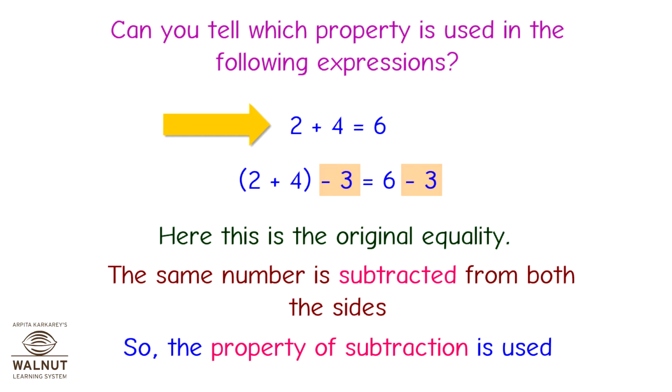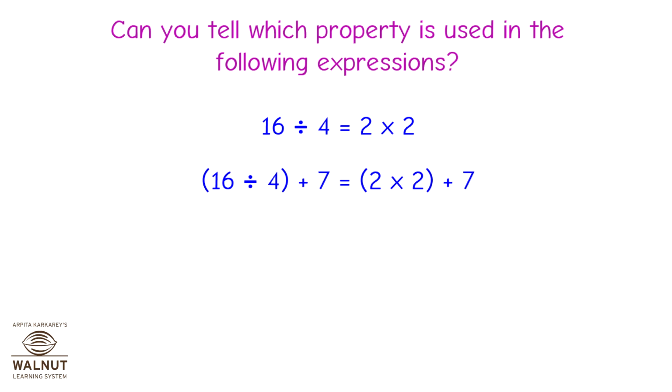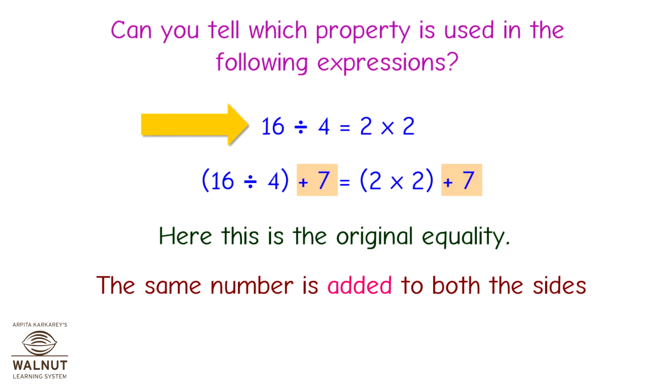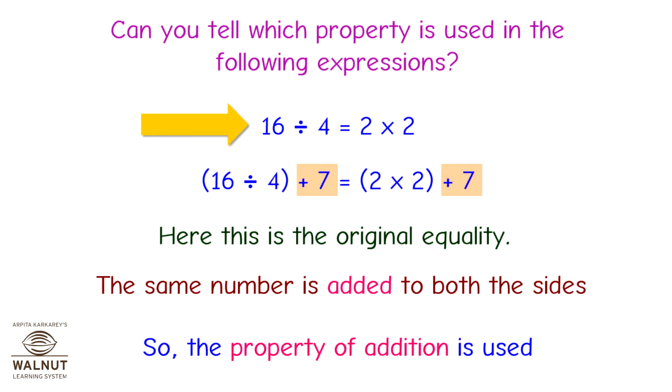Let's try some more. 16 divided by 4 is equal to 2 multiplied by 2. 16 divided by 4 plus 7 is equal to 2 multiplied by 2 plus 7. Here, this is the original equality. The same number is added to both the sides. So, the property of addition is used.